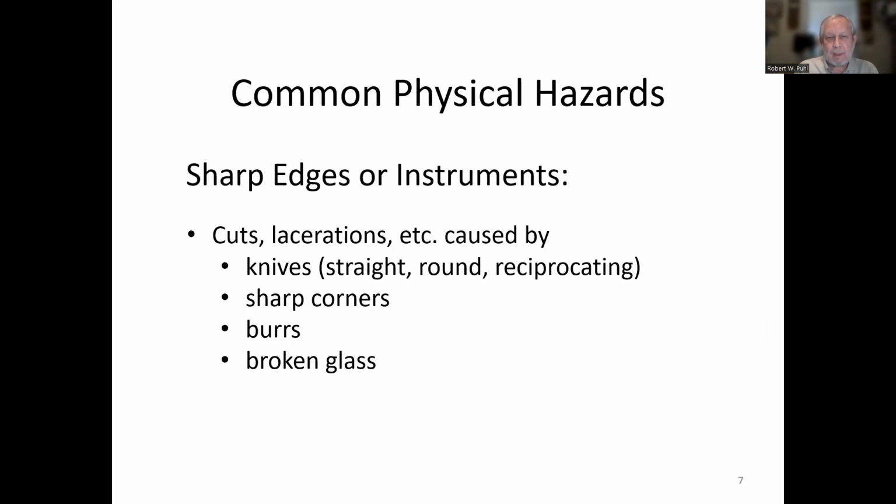Sharp edges or instruments, cuts, lacerations, etc., caused by knives. There's straight knives, round knives, reciprocating. Sharp corners can cut you, burrs, broken glass. A round knife is used in the textile industry, and reciprocating knives are used to cut cloth. They can be pretty dangerous.